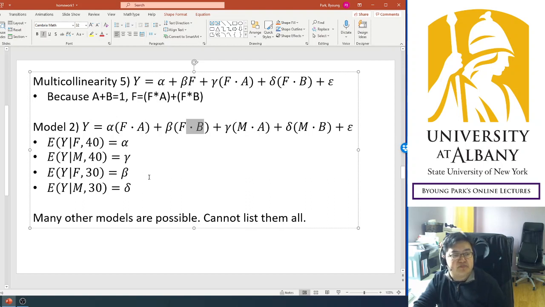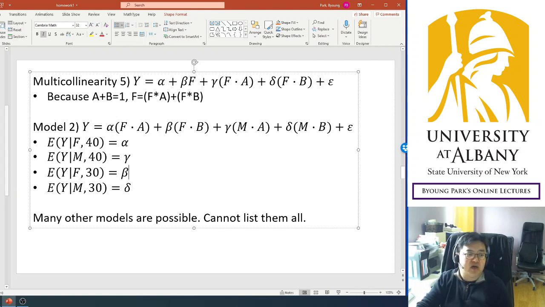So it is possible. And there are many other models, but there are too many, so I cannot list them all here. So think about what you'd like to use in different situations. It is your choice depending on your research question, how you parameterize the differences or the group averages, and what's the easier way to explain to your audience. So that should be your choice.